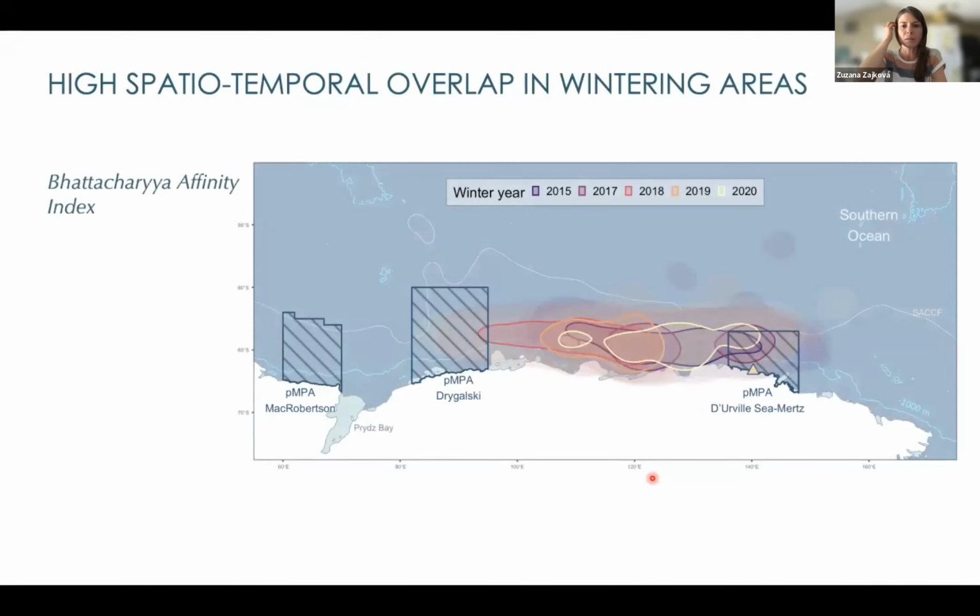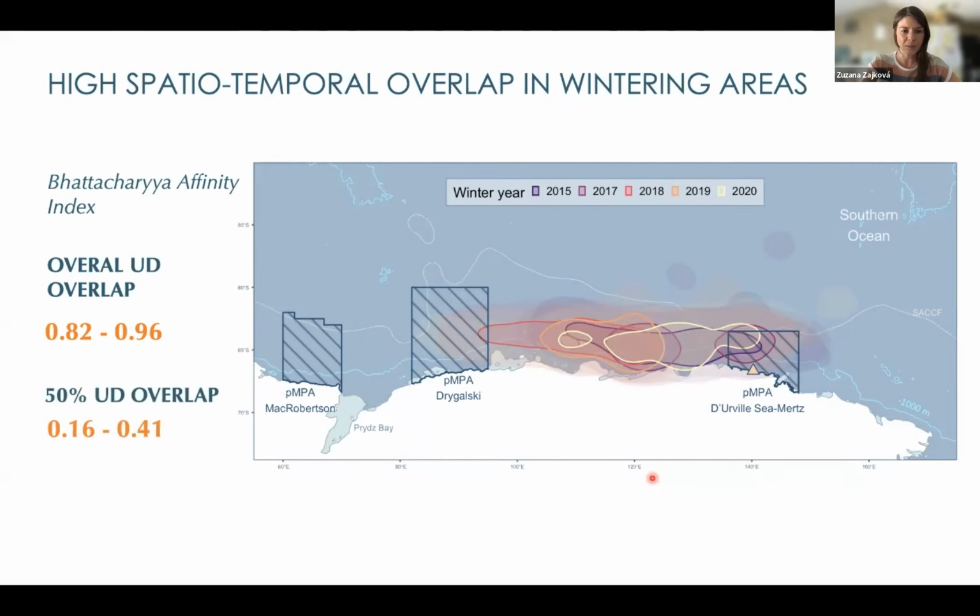We found a high interannual overlap between the wintering areas of Adelie penguins. When we consider the overall distribution, we found values ranging from 0.8 to 0.96, where the maximum value is 1, which indicates almost identical distributions. Considering only the 50% utilization distribution, where the maximum value is 0.5, interannual overlap was also high, with the areas delimited with the lines.